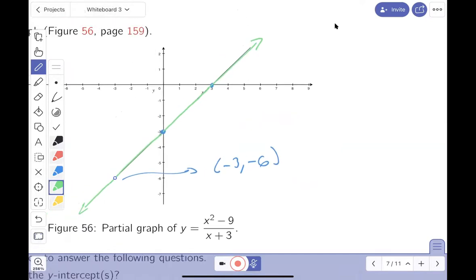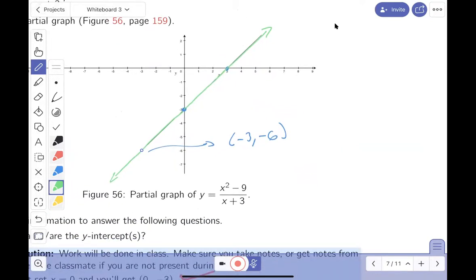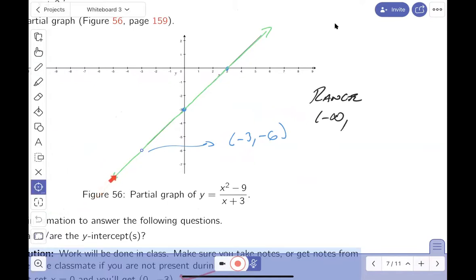What was your question though? Well, you need a graph. The question is, what's the range? Let's write this down, the range. Well, I'm looking at it. It's definitely minus infinity, and then it goes up and up.